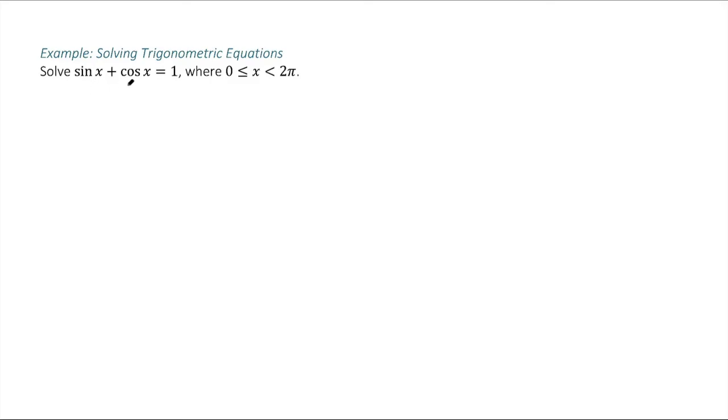Solve sine of x plus cosine of x equals 1, where 0 is less than or equal to x, which is less than 2 pi. In other words, in one revolution around the unit circle, we want to know when this is true.